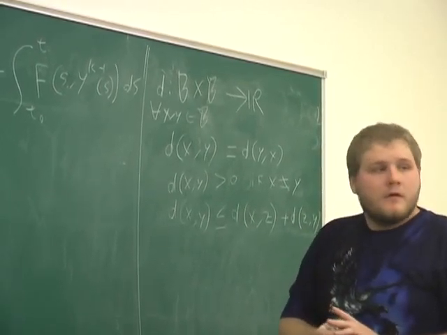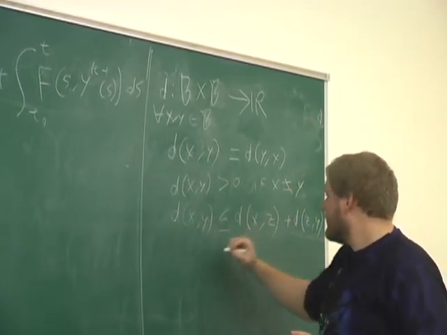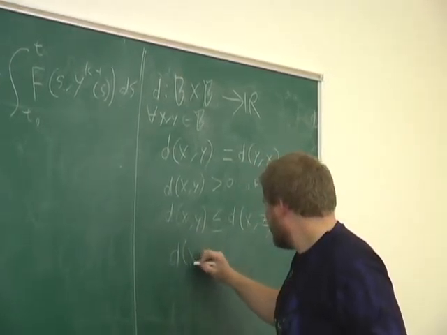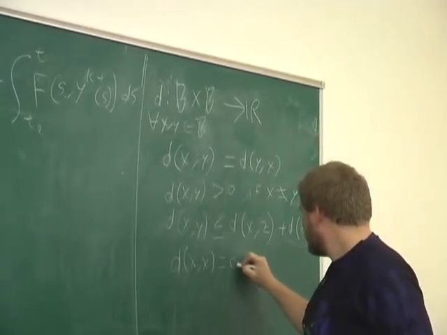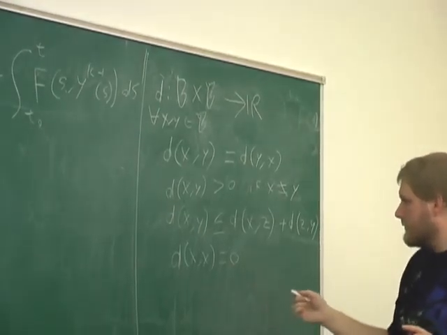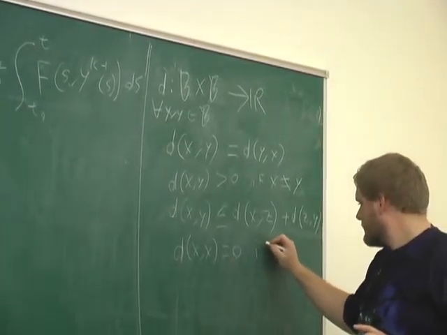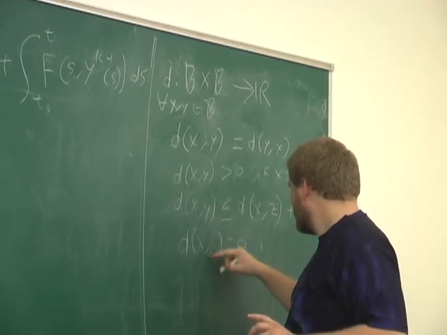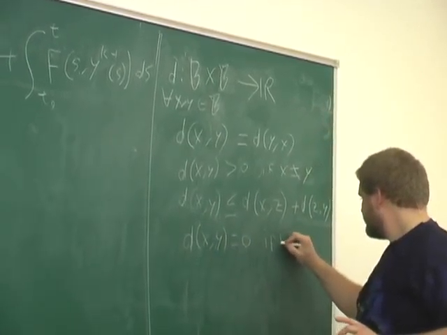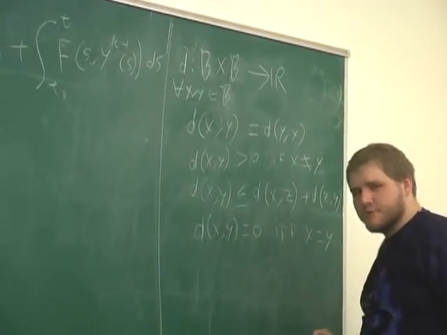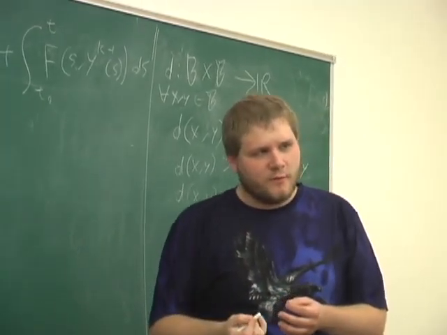You forgot one, right? d(x, y) is 0 if and only if x is equal to y. Right, so the distance of a point to itself is 0.